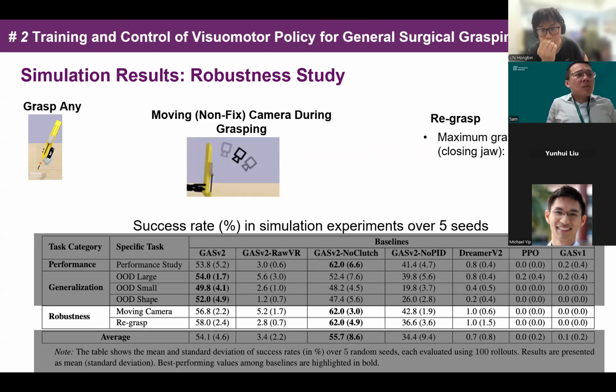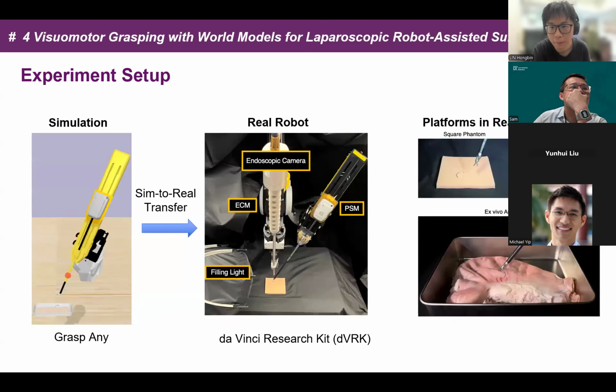Lastly, we conduct a robustness study. We evaluate the setting of a moving camera during the grasping and a regrasping setting with one or more than two grasp trials. These two disturbances only experience 5% success rate degradation. So this performance gain highlights the robustness of our controller.